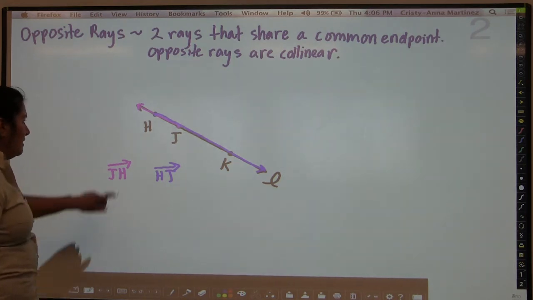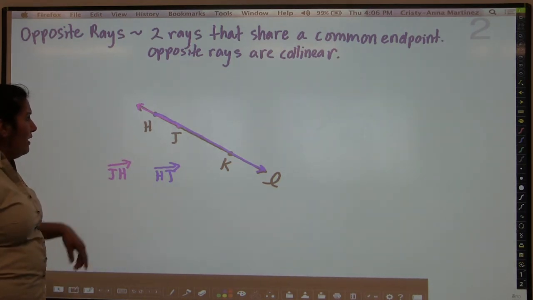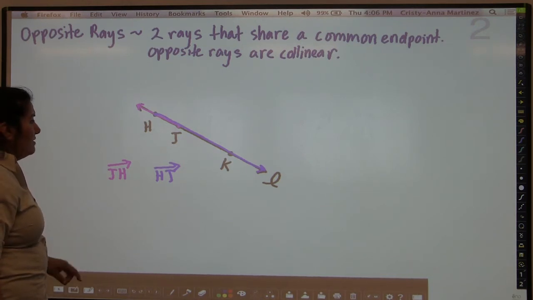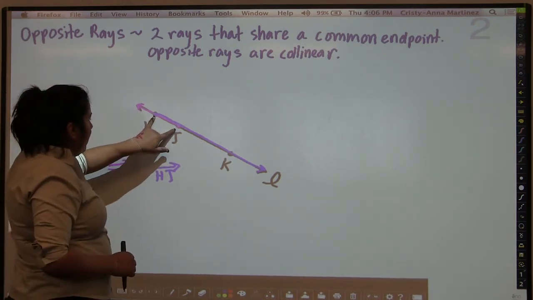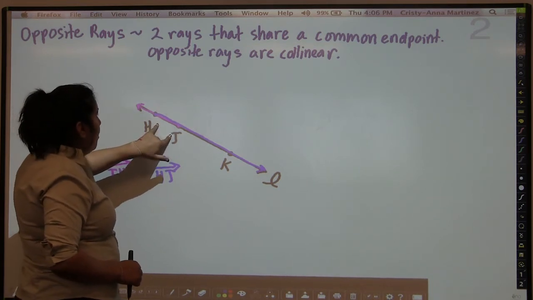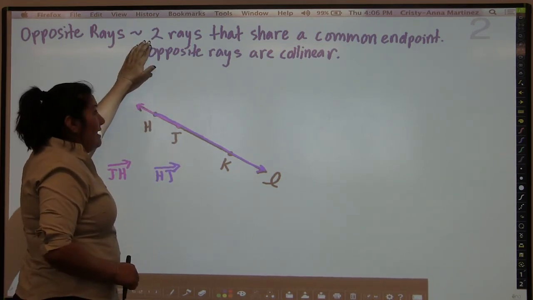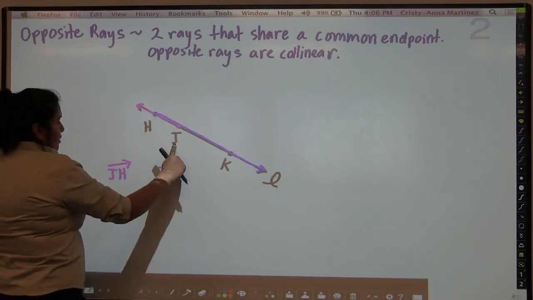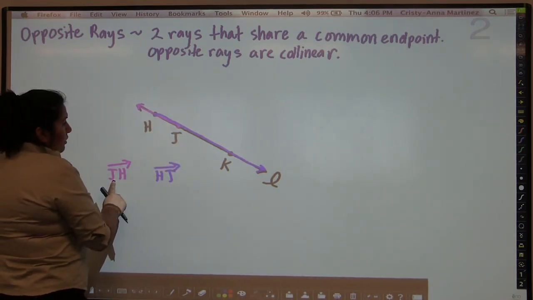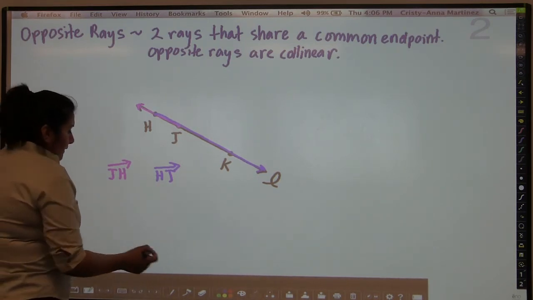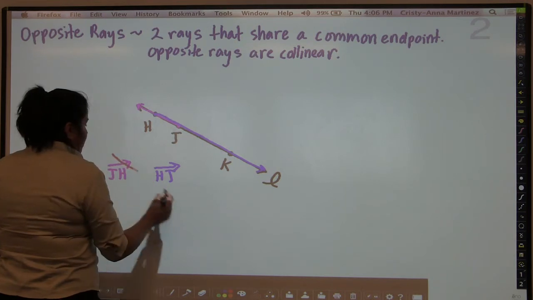Sometimes people think that these two rays are opposite rays because they're collinear, but these are not opposite rays. The reason why they're not opposite rays is because they overlap. See right here where the two rays are overlapping? But more importantly, the first part of the definition is that they have to share a common endpoint. The endpoint for the pink ray is J, and the endpoint for the blue ray is H, and that's not the same endpoint. So these are not opposite rays.